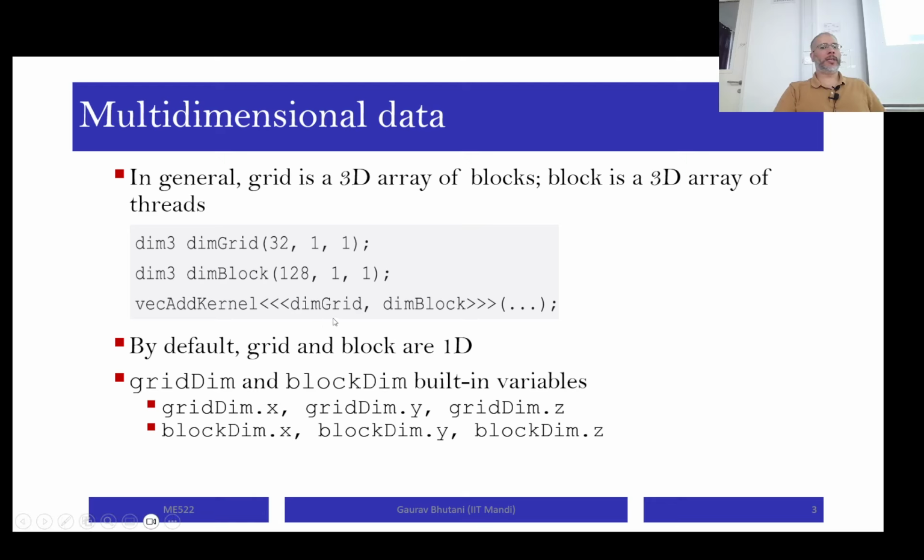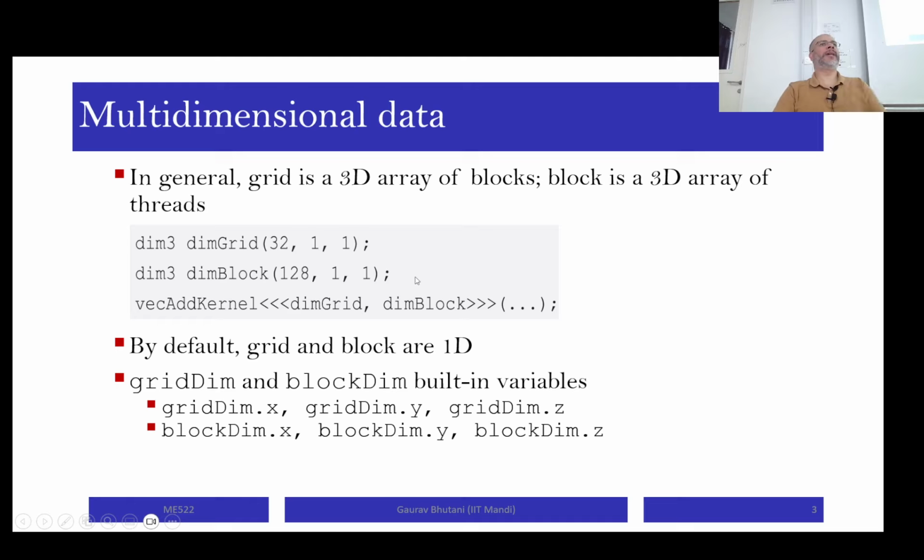But if your grid and blocks are multi-dimensional, then you need to pass in objects called, in this case, dim grid and dim block. Of course, you can name them any way you want. So this is how you define the objects. You say dim grid, it's of the type dim3, and then you pass the dimensions x, y and z. If it's a single dimensional grid, then you simply say 32, 1, 1 if it has 32 blocks in total. And if each block has 128 threads, then dim block, which is again a type dim3, is 128, 1, 1.